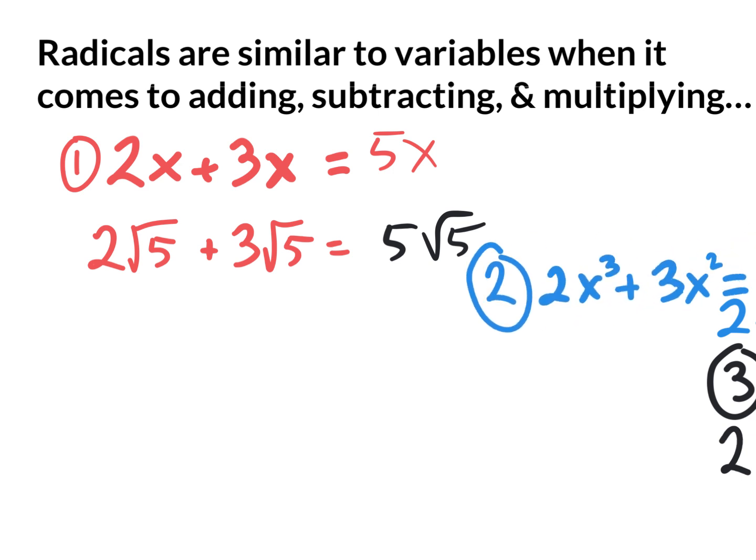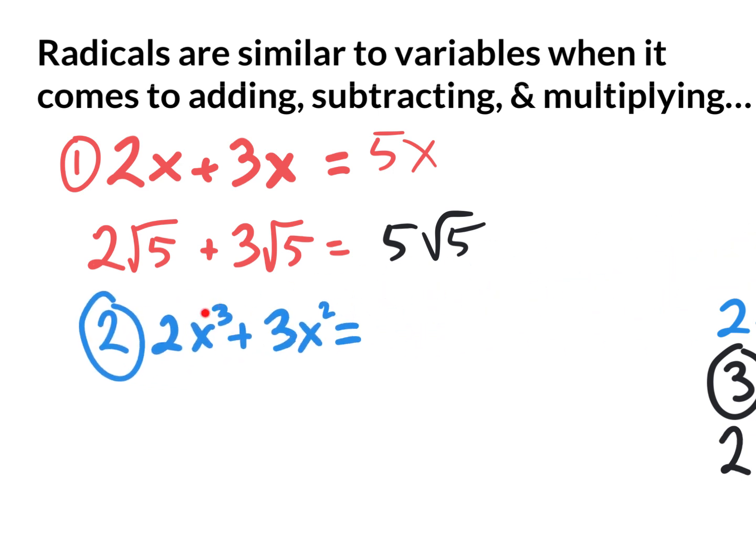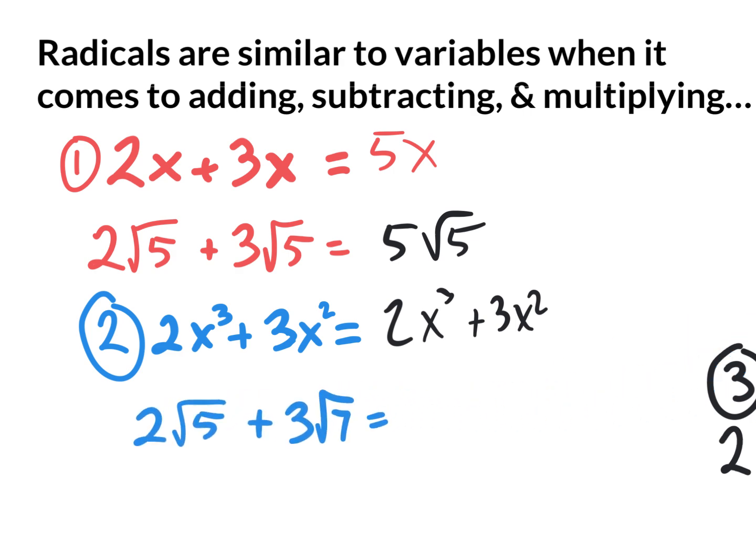In Algebra 1, if you did not have the same identical terms, 2x to the third plus 3x to the second, could you add them in Algebra 1? No, you cannot. They're not like terms. So that would stay the same, 2x to the third plus 3x to the second. You cannot combine terms that are not alike. Likewise, right here with square roots, you cannot add 2 of these square roots of 5 with 3 of these different square roots of 7. You can't do that. So you would just leave it the same. Okay, 2 square root of 5 plus 3 square root of 7.